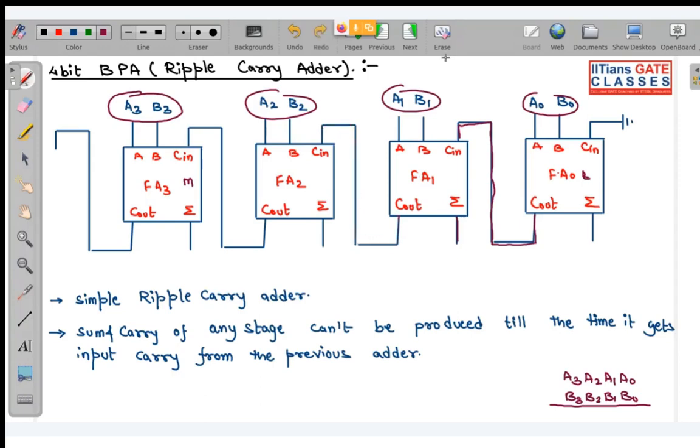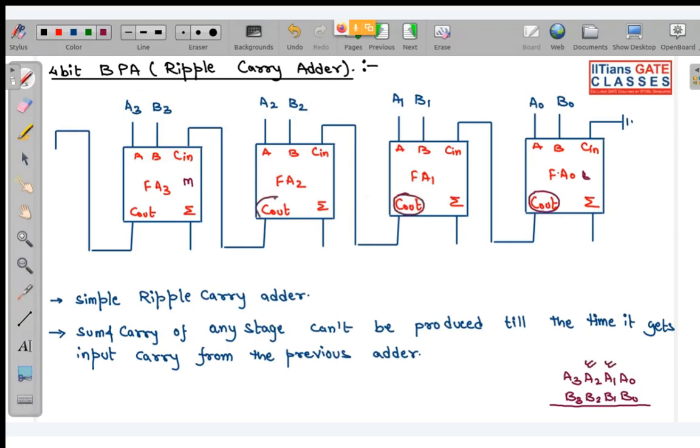Now in this circuit, you can see that the carry generated at each stage, these are your intermediate carries. You have no information about the intermediate carries. The only carry you get is Cout, which is the carry of the last bit position. This is one of the outputs, and the remaining outputs are your sum bits, S3, S2, S1, S0. So the output in this ripple carry adder is this Cout and all the sum bits.